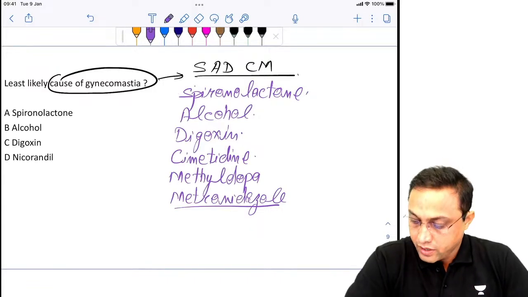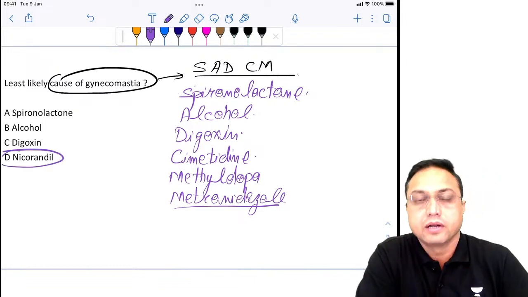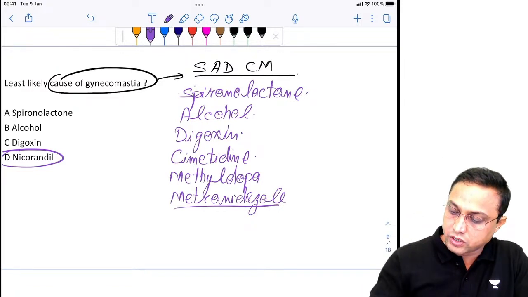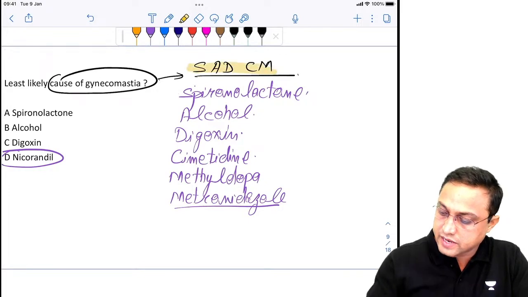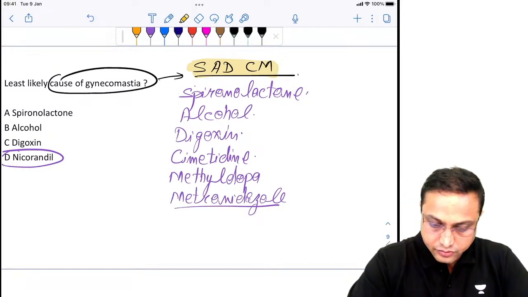These all are the options. So what we are left with as the answer is that nicorandil is not going to be the drug which causes gynecomastia. So do remember this mnemonic for causes of gynecomastia: SAD CM. Yes, D is the right answer. Okay.